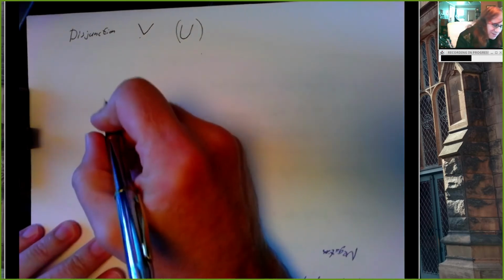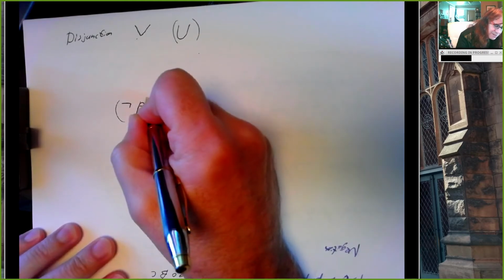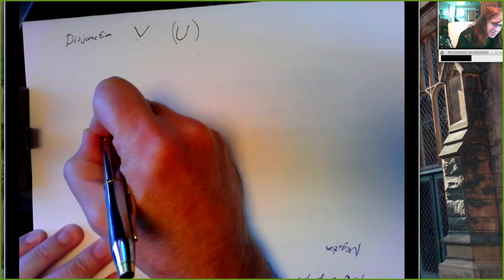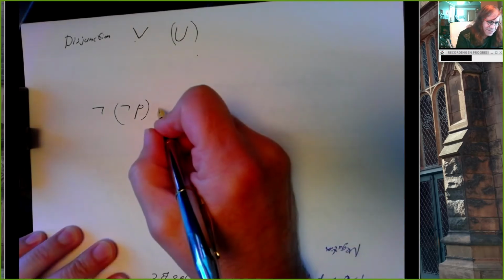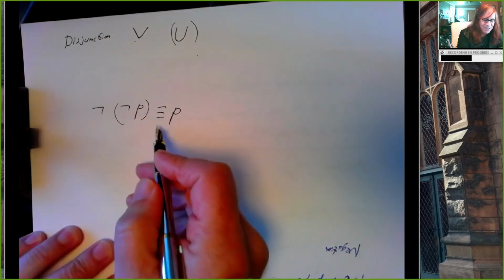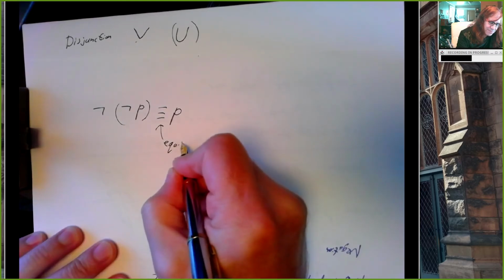So for example, if I have a proposition P and I take the negation of it, I get a new proposition. If I take the negation of that, what would you guess I end up with? Just P. I end up with P. And I would draw an equal sign with 3 lines, and this is a symbol for equivalence.